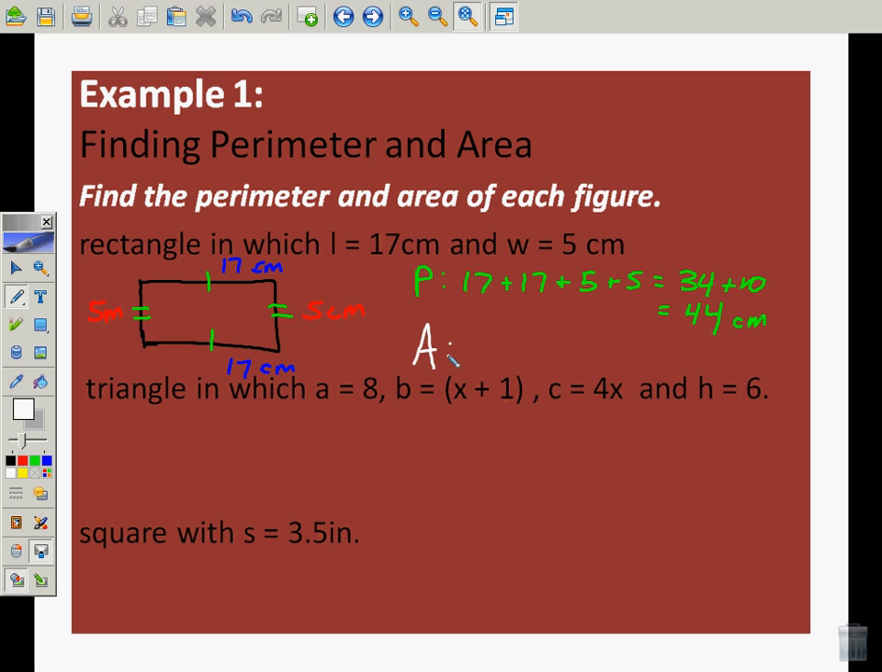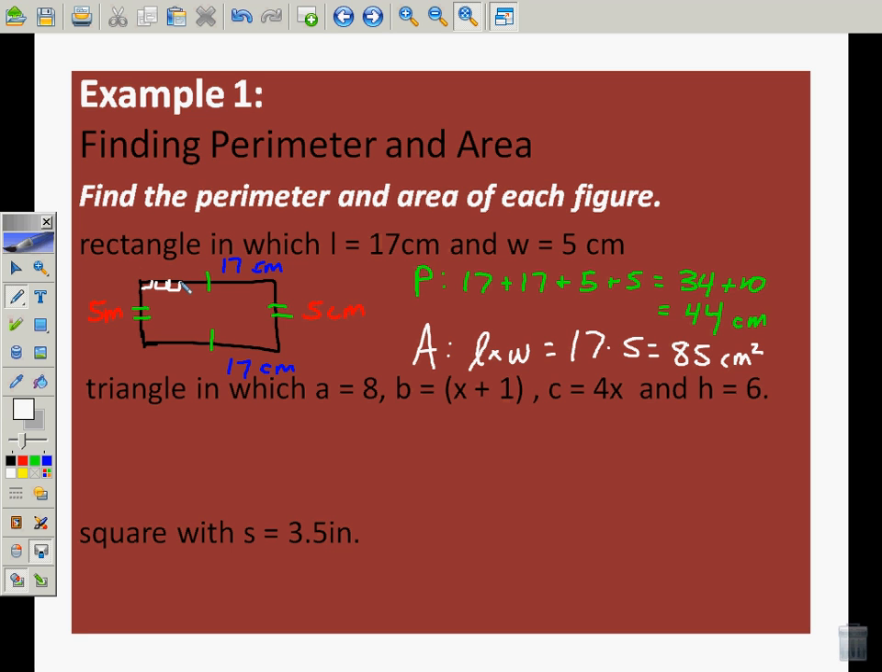The area is, recall, length times width. Just one of them. 17 times 5 is equal to 85 square centimeters. Now, remember, it's in squares, square units, okay? So if I were to, I'd have to draw a bunch of little squares in here like that. There'd be 85 of them because I'd get 17 across, okay?